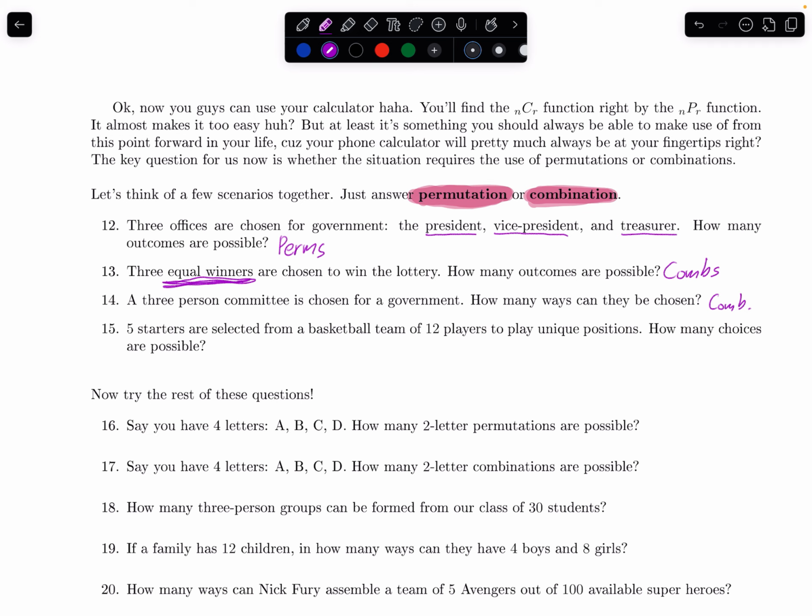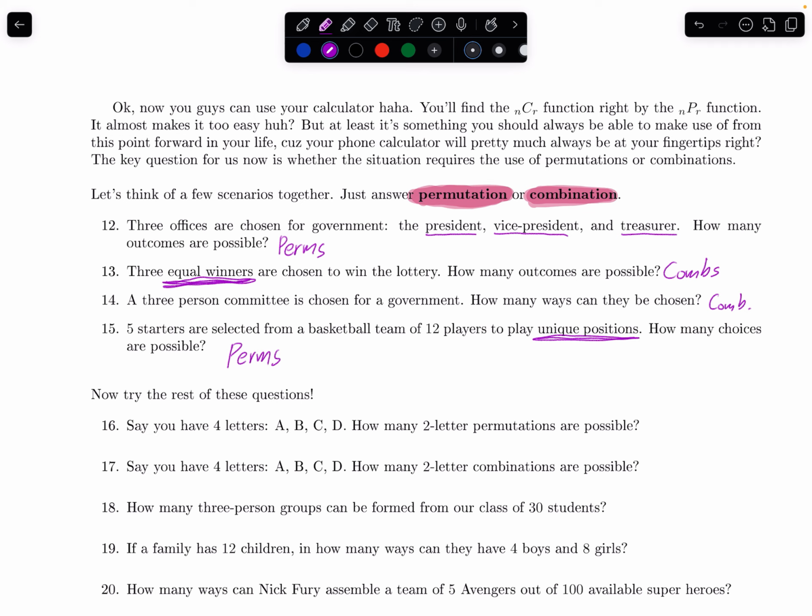Number 15. Five stars are selected from a basketball team of 12 players to play unique positions. Okay, this is where it says unique positions. How many choices are possible? Here we're going to say permutation, because you have different roles here. You have a center, you have a guard, and so on. Because of that, distinct positions push it to a permutation. Perms.